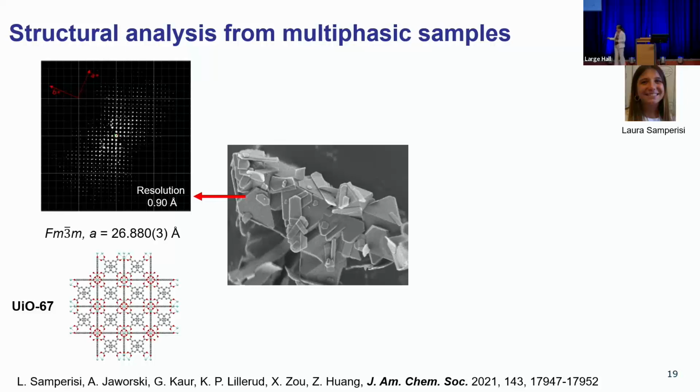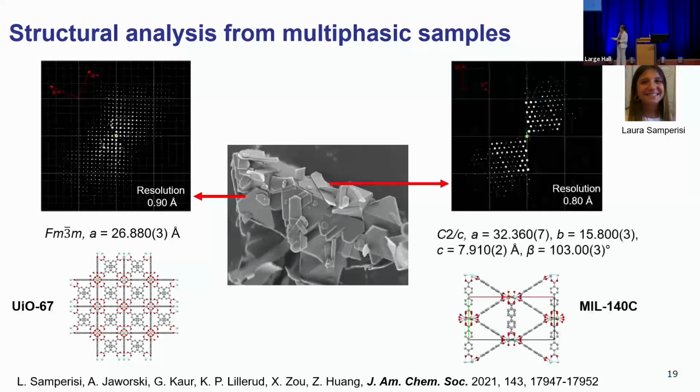And the resolution was quite high, and it could directly solve the structure. And for the plate-like samples, it turned out to be MOF2022, and the resolution is even higher, 0.8 angstrom, and you can also solve the structure. So from one mixture of everything, you can pick up individual crystals to get very high quality structures.